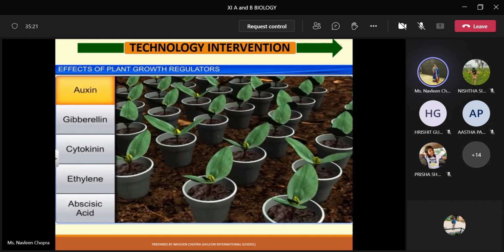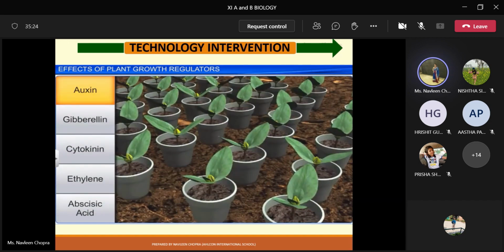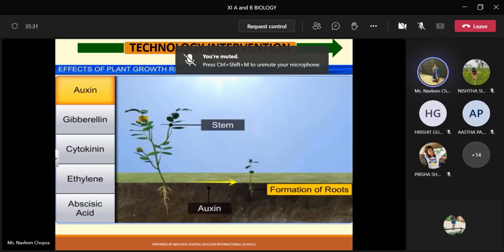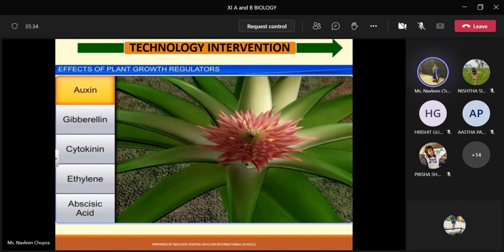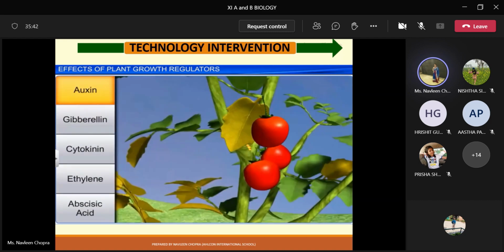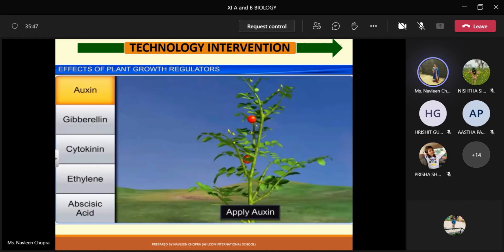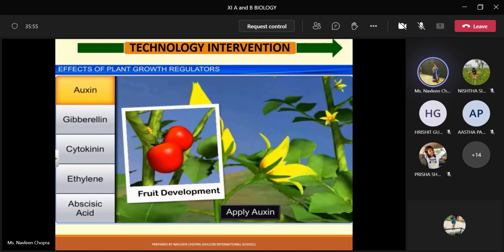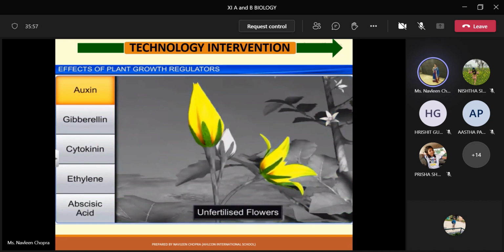Auxins are used in plant propagation as they cause rooting in stem cuttings. They also induce flowering, as in pineapples, prevent falling of young leaves and fruit, and promote abscission of mature leaves and fruit. Auxins are used in parthenocarpy, that is, the formation of seedless fruit, such as seedless tomatoes, from unfertilized flowers.